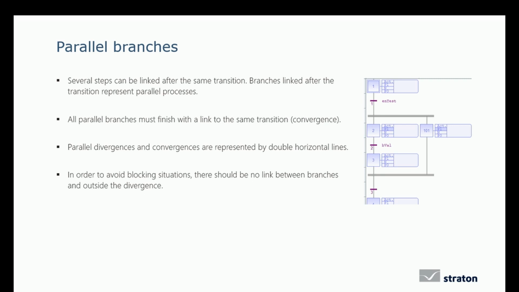Several steps can be linked after the same transition. Branches linked after the transition represent parallel processes. All parallel branches must finish with a link to the same transition, which is a convergence. Parallel divergence and convergence are represented by double horizontal lines. In order to avoid blocking situations, there should be no link between branches and outside the divergence.